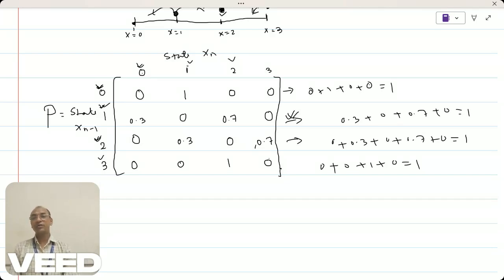So this is the thing we should remember while constructing the TPM for a Markov chain.